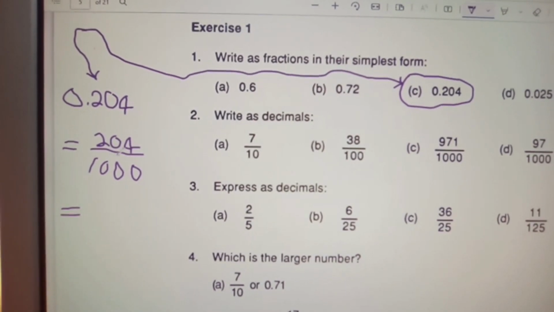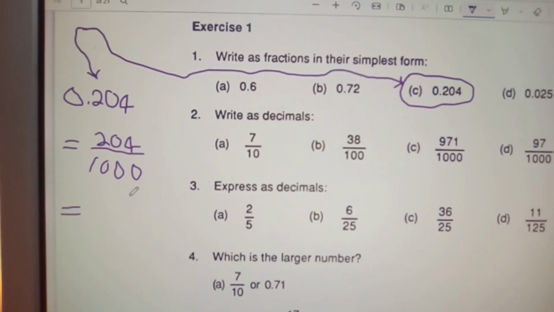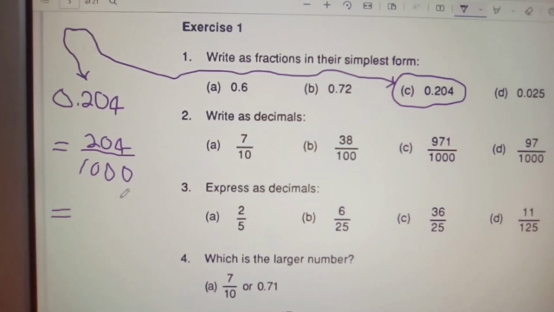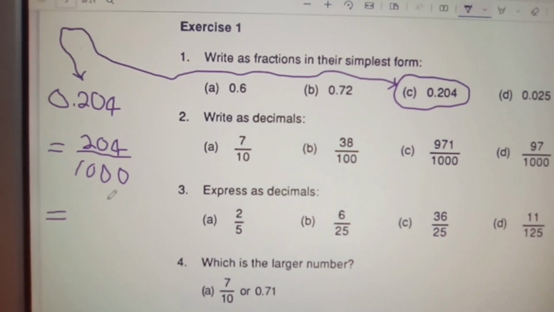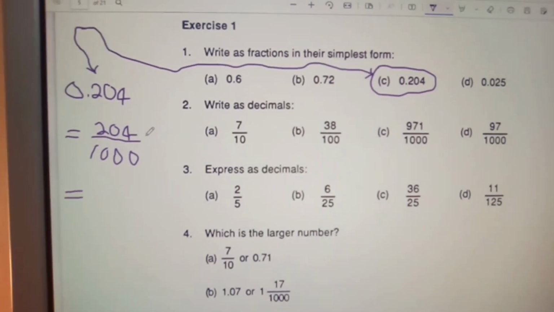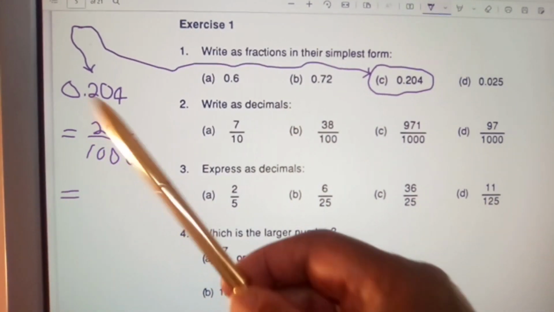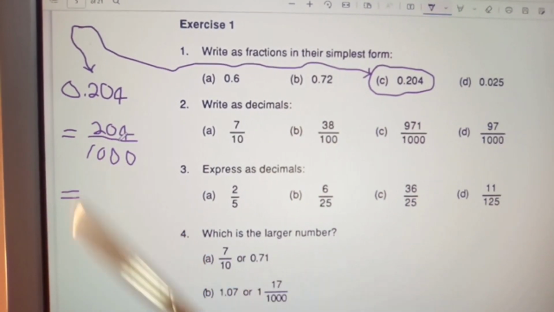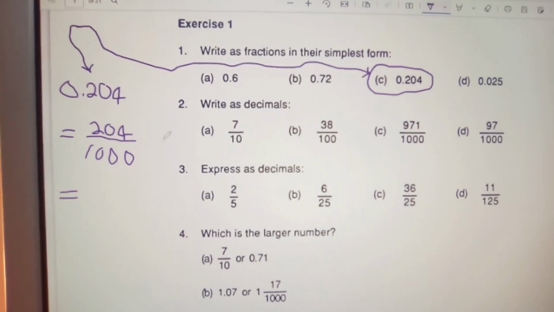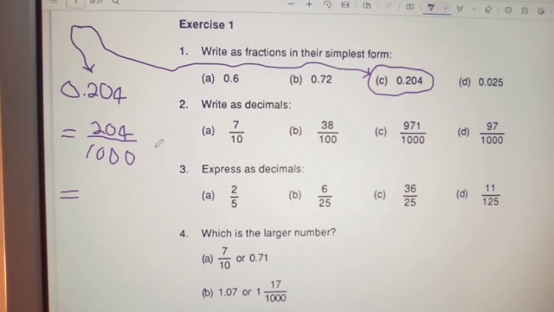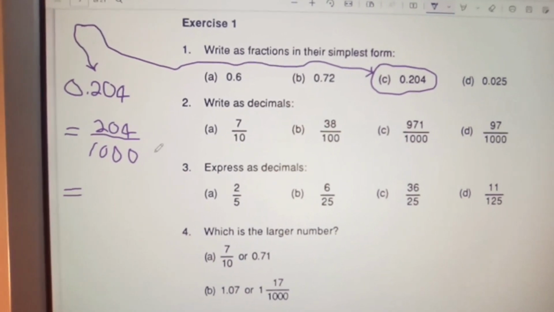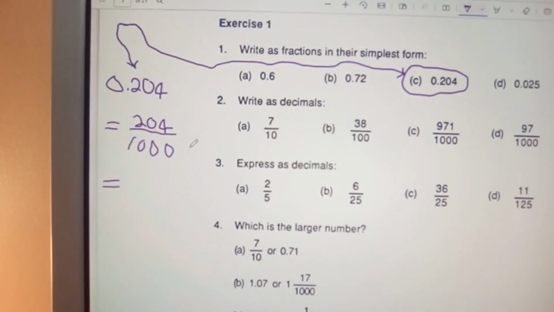Okay, so what we're looking at now, my apologies for the little bit I got diverted from something else I was doing. Right, so what we need to look at now is finding a number that will divide into 204 and into 1000. Would 5 go into 204? Would 10 go into 204? Well, let's find out, shall we?